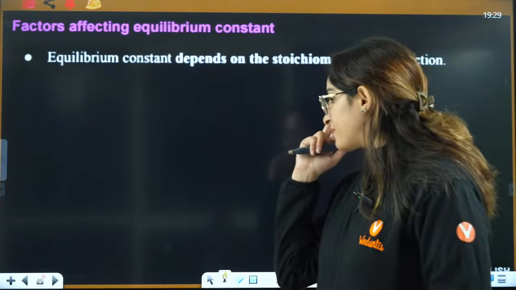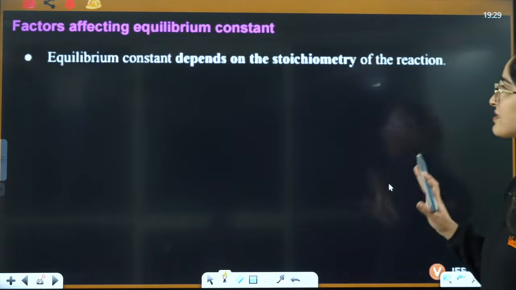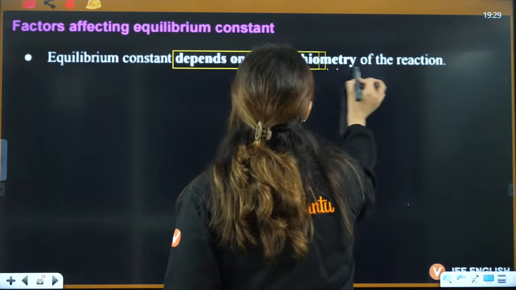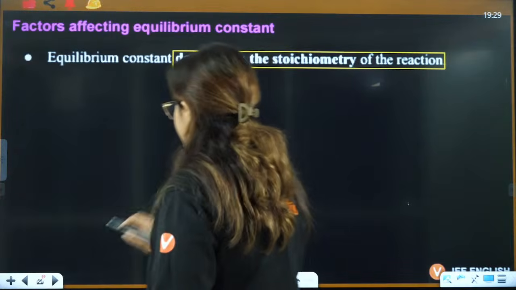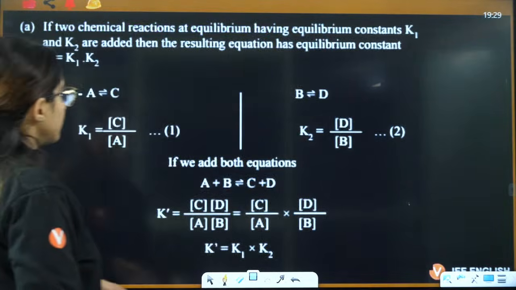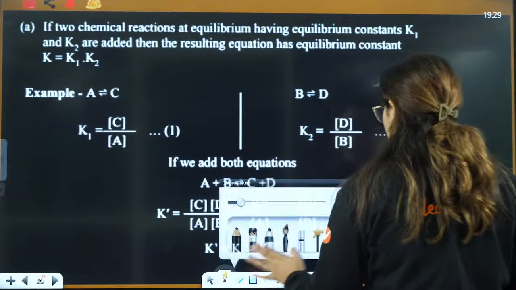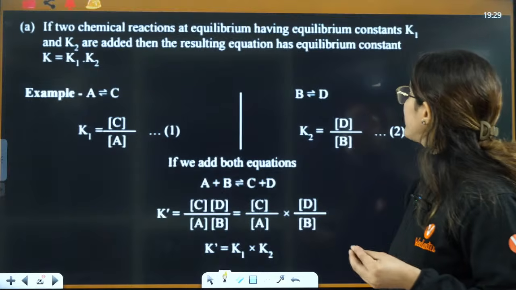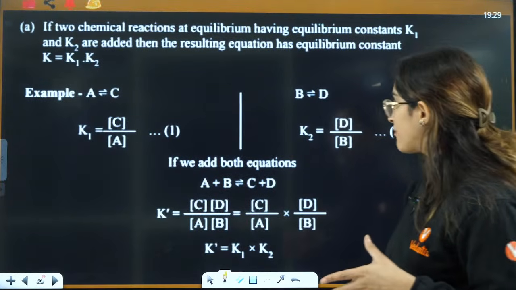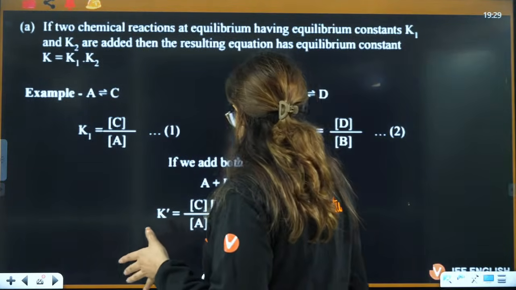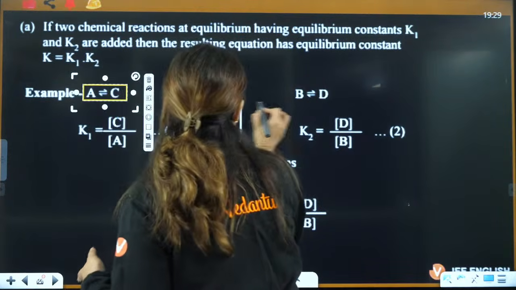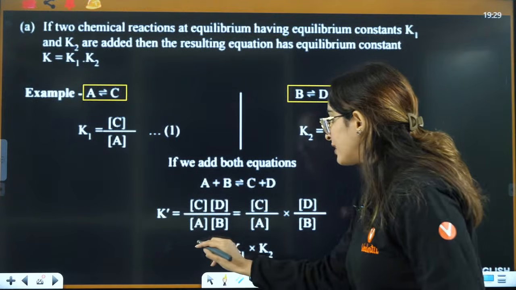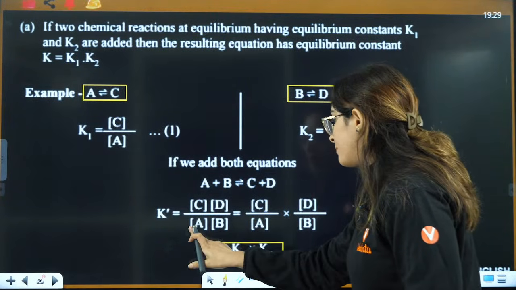Now, equilibrium constant depends upon the stoichiometry of the reaction. Let's see how it changes with the stoichiometry. If we have two reactions that we are adding, this is reaction 1 and this is reaction 2. When you add these two reactions, their equilibrium constants will be multiplied.